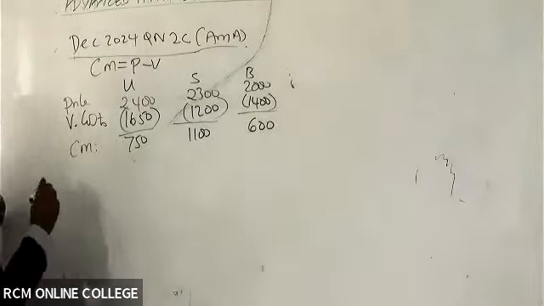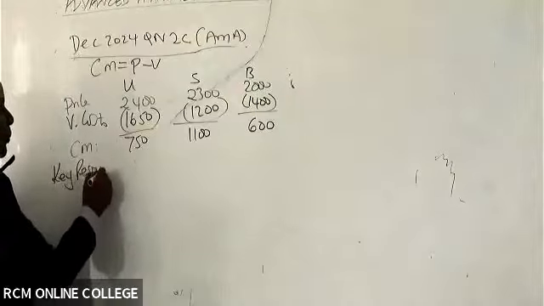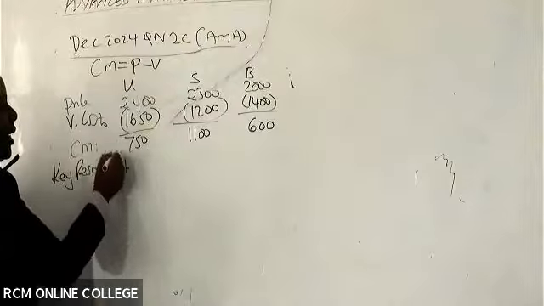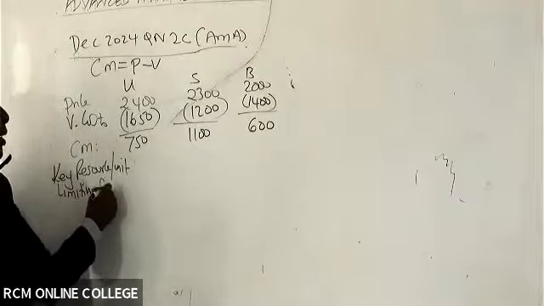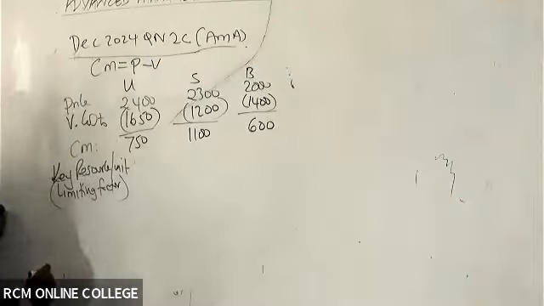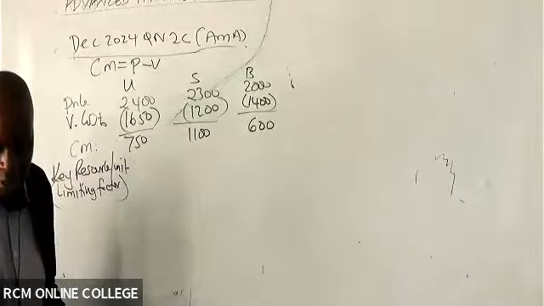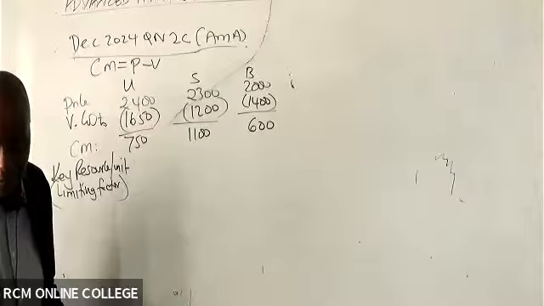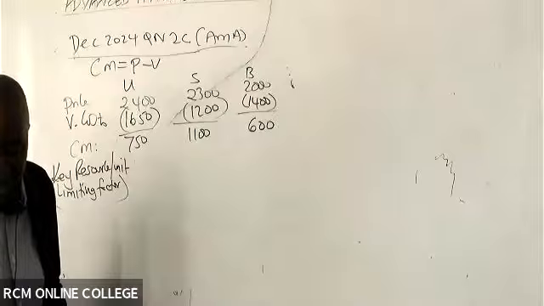Step number 2, give us the key resource per unit. This key resource is the key limiting factor. So in this question, have they given me a key limiting factor? Oh yes, they told me in this particular note.